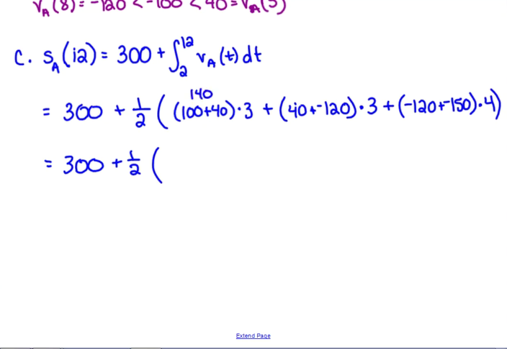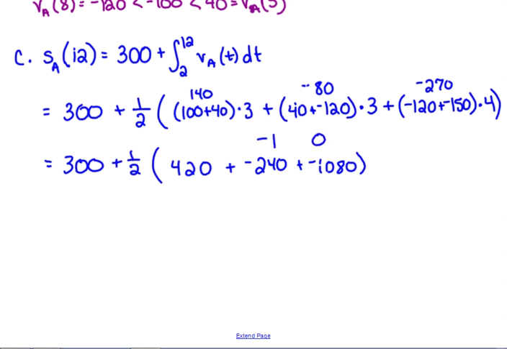So let's see here. We've got 140 times 3, so 420. 40 plus negative 120 is negative 80, so negative 240. That's negative 270 times 4, so negative 1080. Ooh, big numbers. So we've got 300 plus, let's see here, that would be negative 900, so negative 450. 1/2 times negative 900. Yeah, negative 450, so that's negative 150.